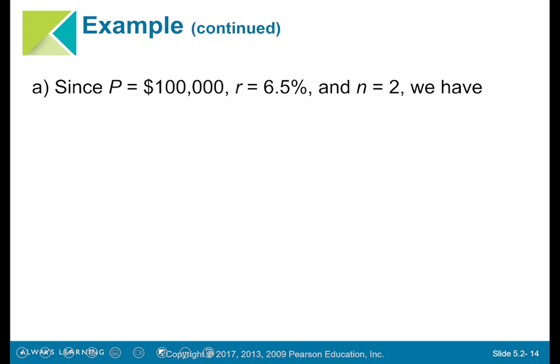So we need our formula. We have A equals P parentheses 1 plus R over N to the NT. And I'm just going to double check that I have that correctly.